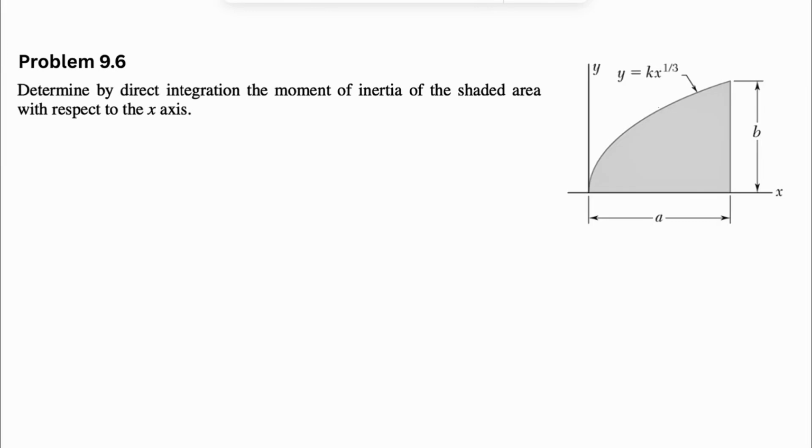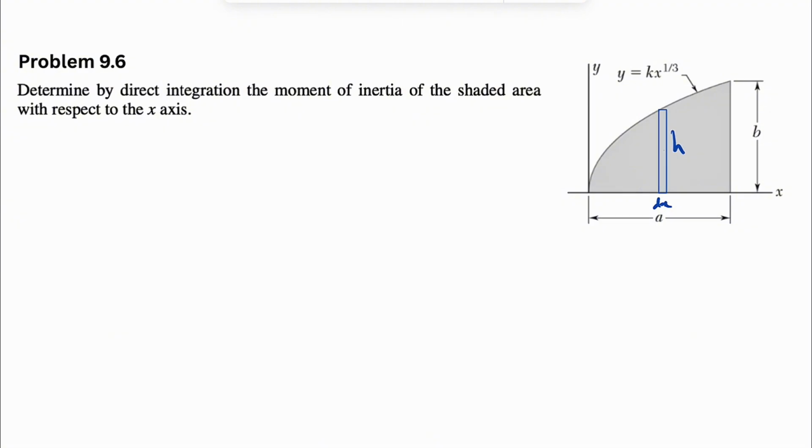Alright guys, welcome back. We have another question from the ninth chapter of Vector Mechanics for Engineers by Beer Johnston, and we need to determine by direct integration the moment of inertia of the shaded area with respect to the x-axis. So in the previous video I explained how, preceding these kinds of questions, we need to pick a strip that at the end is going to cover the whole shaded area, and our strip is going to be a rectangle which has a tiny side of dx, the base is dx, and the height would be y.